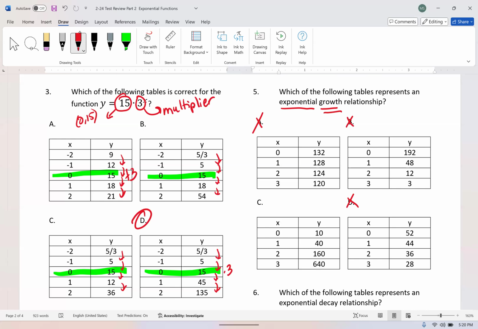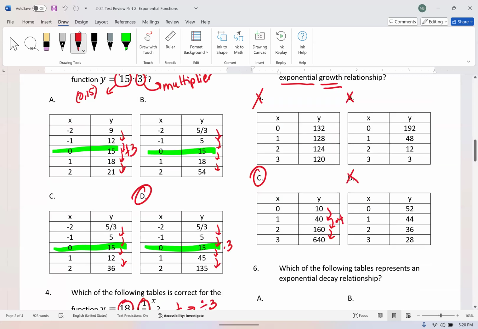So then the question is, is it really exponential? Well, 10 times 4 is 40. 40 times 4 is 160. And 160 times 4 is 640. So C is an exponential growth.